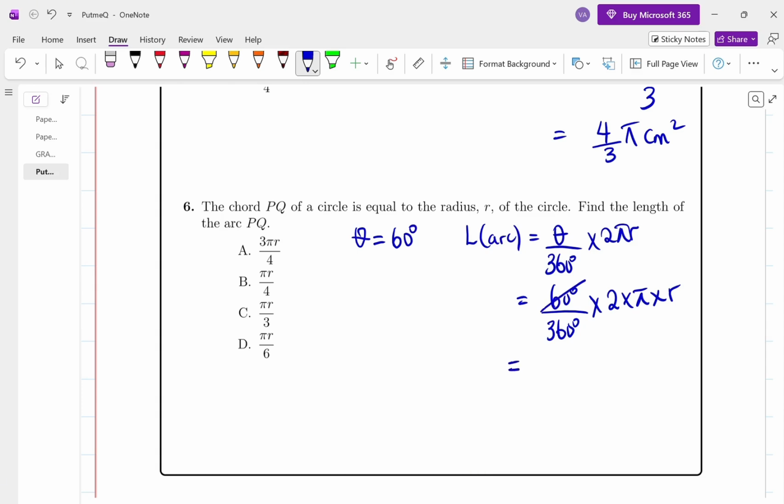Now, 60 and 360 would give 1 over 6. Then 2 here becomes 1 and this becomes 3. So at the top, what's remaining is pi r divided by 3. So the answer is C. That's how we go about an equation like that.